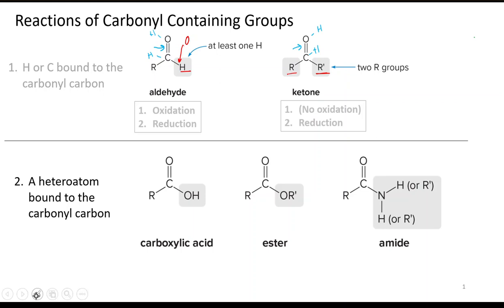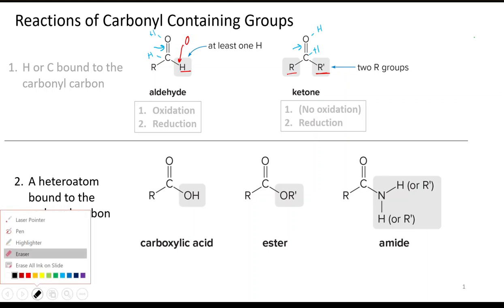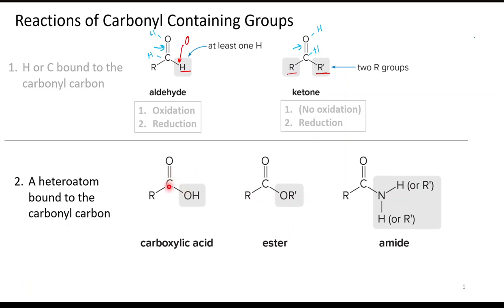aldehydes. Now we are going to look at the carbonyl-containing functional groups that have a heteroatom, also known as an electronegative atom, bonded to that carbonyl carbon. So we are no longer looking at hydrogens or carbons bound to that carbonyl carbon. Now we have this electronegative atom here, whether it's a carboxylic acid, which would be an oxygen, an ester, which is also an oxygen. The difference between the two is what's bound to that oxygen. In the case of the ester, it is a carbon-containing group rather than a hydrogen. And then the amide, which is going to have a nitrogen bound to that carbonyl carbon, and then that nitrogen can be bound to hydrogens or other carbon-containing groups.